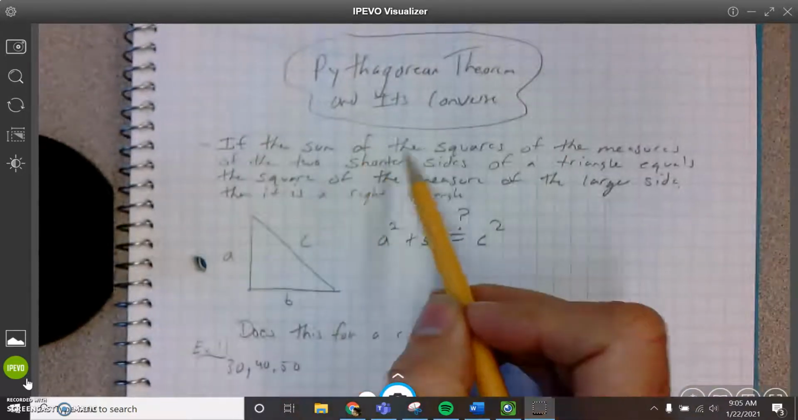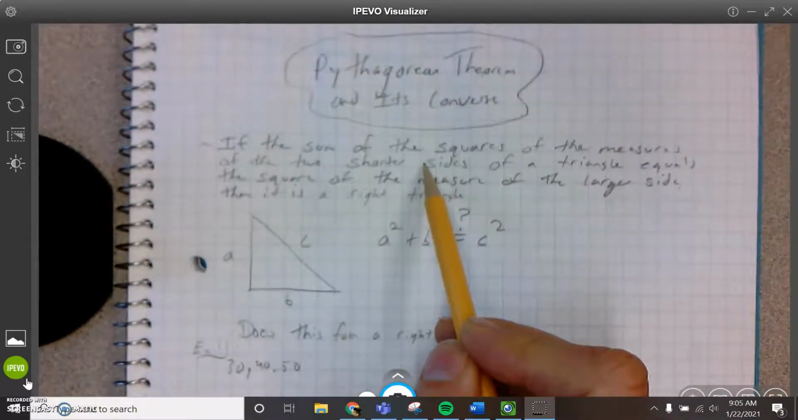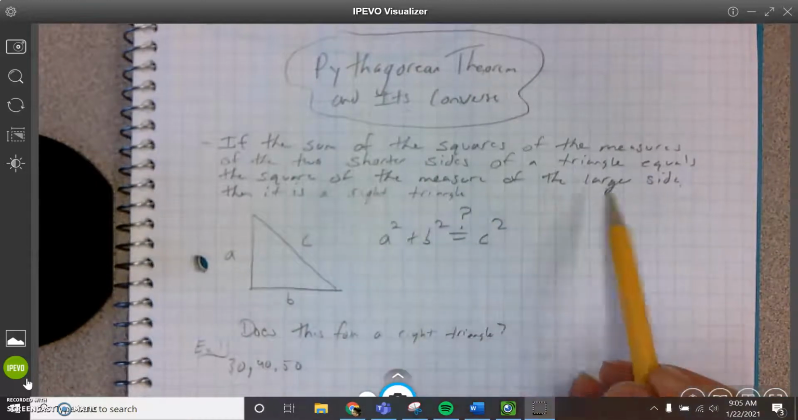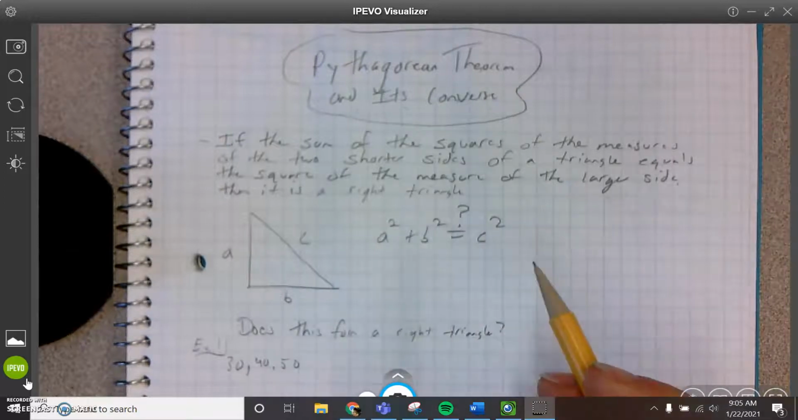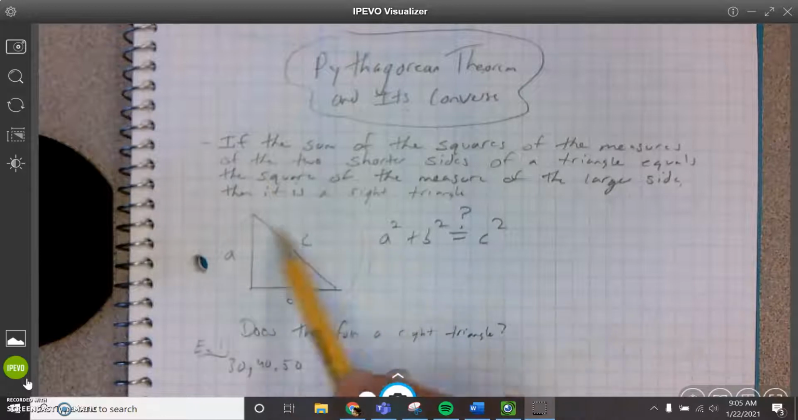If the sum of the squares of the measures of the two shorter sides of a triangle equals the square of the measure of the larger side, then it is a right triangle. So what we're doing here is we're basically saying, is this a right triangle? That's what you have to figure out.